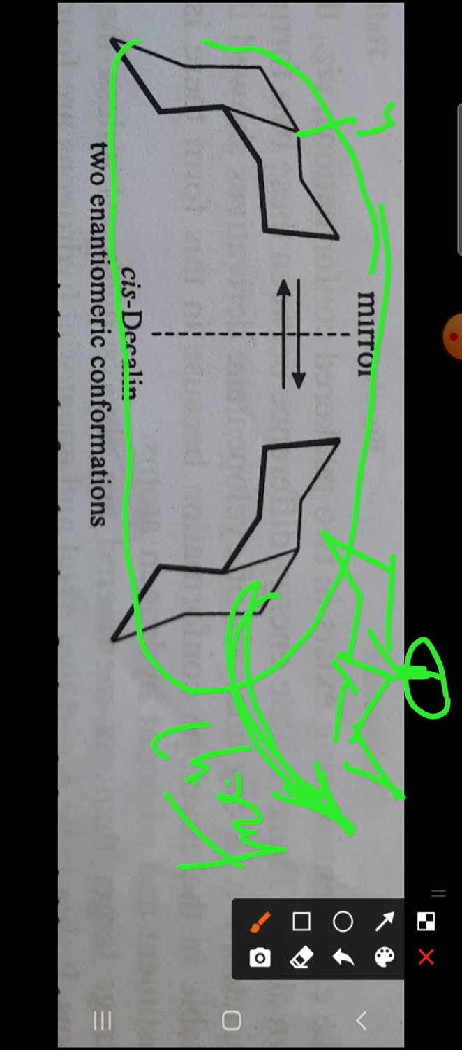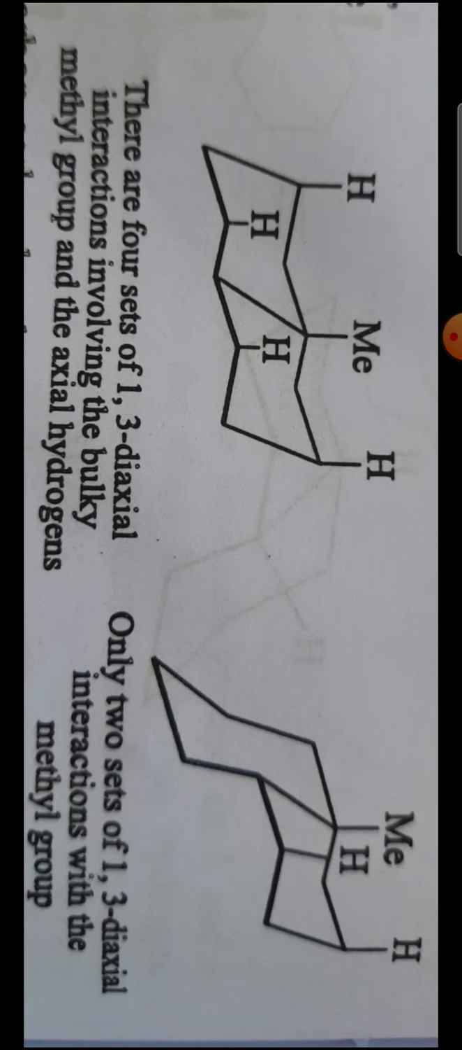In substituted decalin, the substituent located at the fusion point of two rings, the angular position, is axial with respect to one ring while equatorial with respect to the other ring in cis decalin. On the other hand, in a trans decalin, the angular substituents are axial with respect to both rings, as shown below.